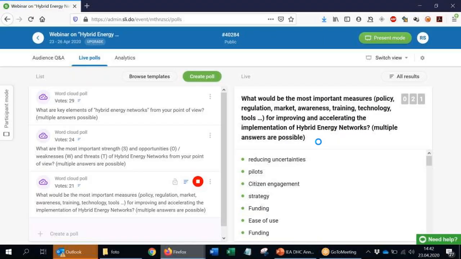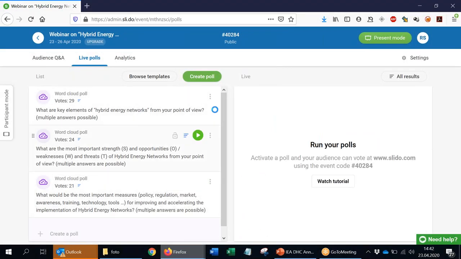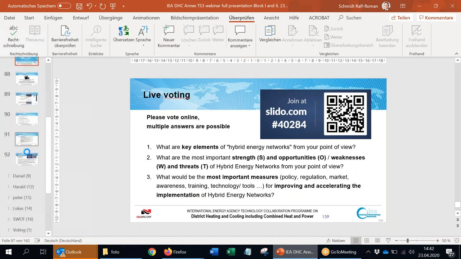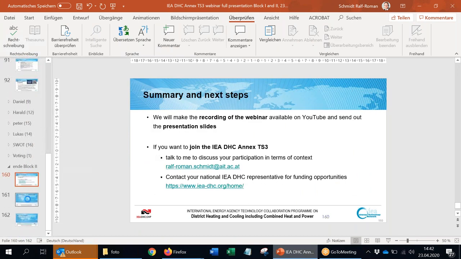Perfect. Now closing that poll as well. Thanks a lot for your inputs. We are going to make an evaluation here and put it also into the documents.